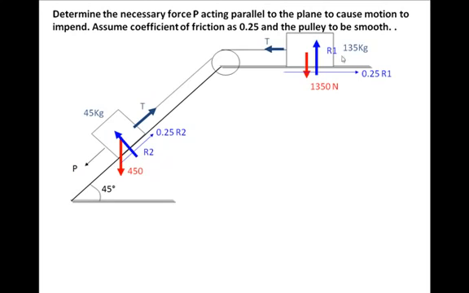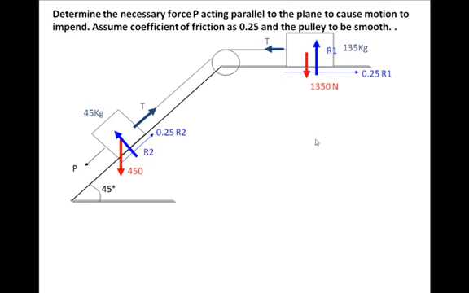See, the rule is the same. A reaction comes out from the surface perpendicularly, tension is away from the body, and friction opposes the possible motion. Now see, the only way this system can move is this body will go down, so this body will move towards the left. So friction here is towards your right, and friction here is up because the body wants to move down. Now the masses are given here, and we have taken g as 10.